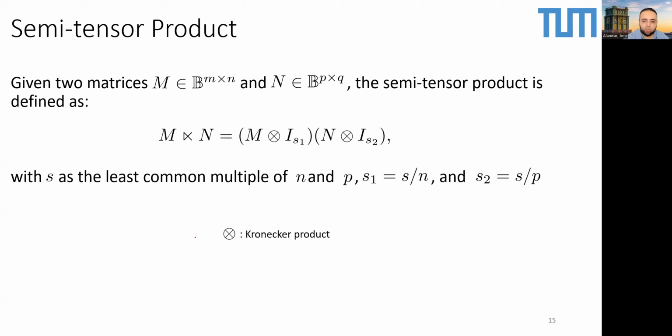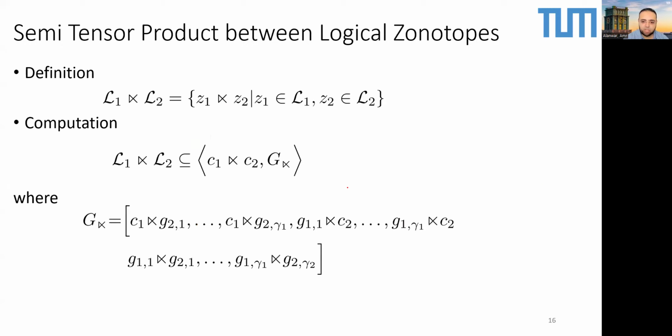We can also do semi-tensor product in the generator domain, but let me first define what semi-tensor product is. This is a symbol for semi-tensor product, and it's mainly the matrix Kronecker product with an identity matrix, multiplied by another matrix Kronecker product with another identity matrix, and the size of the identity matrix is shown here. So we can do semi-tensor product between logical zonotopes similar to the ANDing. Instead of performing ANDing, we will do semi-tensor product between the generators.